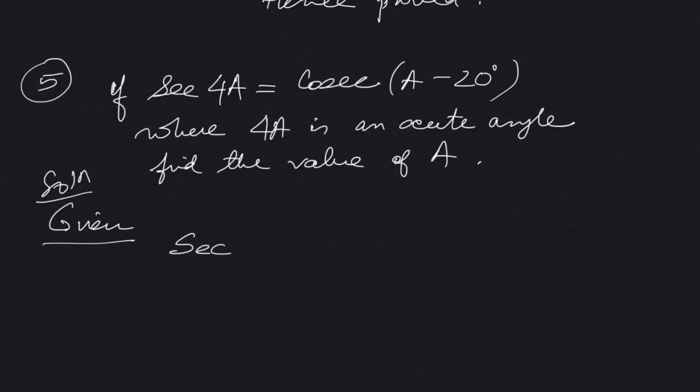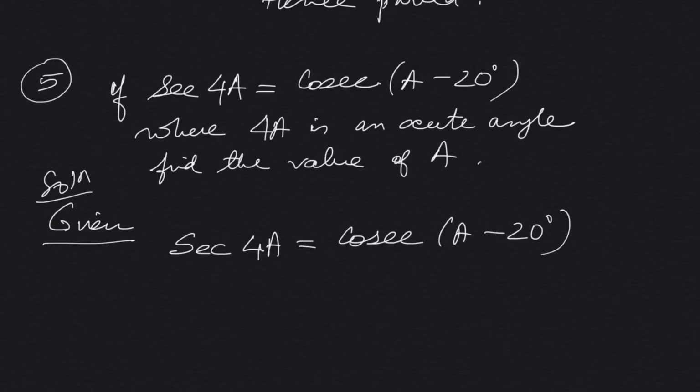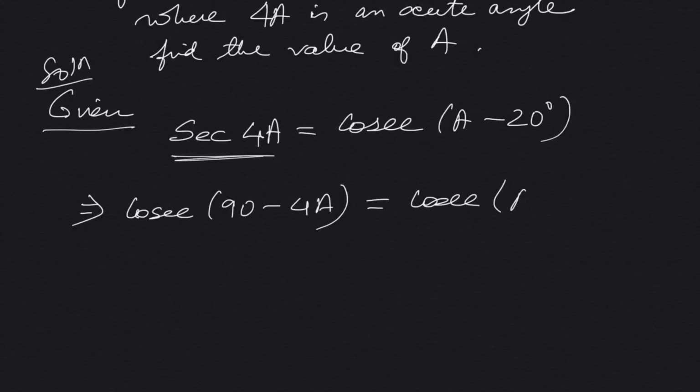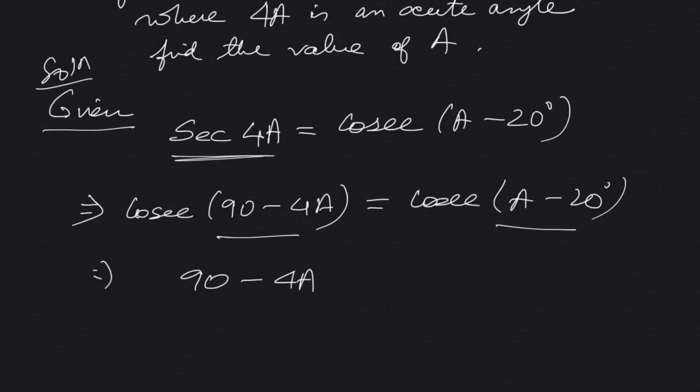Sec 4a equals cosec (a minus 20 degrees), right? Now let's try to replace this sec 4a. So we can simply write this as cosec (90 minus 4a) equals cosec (a minus 20). So this is nothing but 90 minus 4a equals a minus 20 degrees.